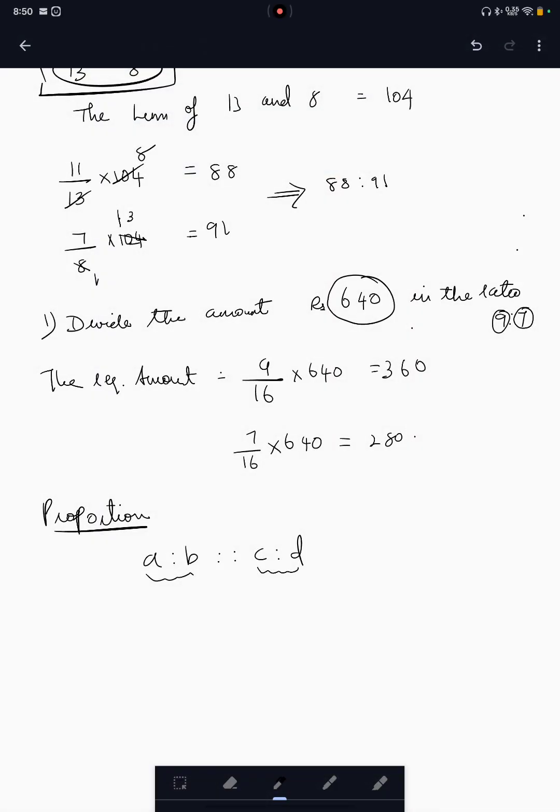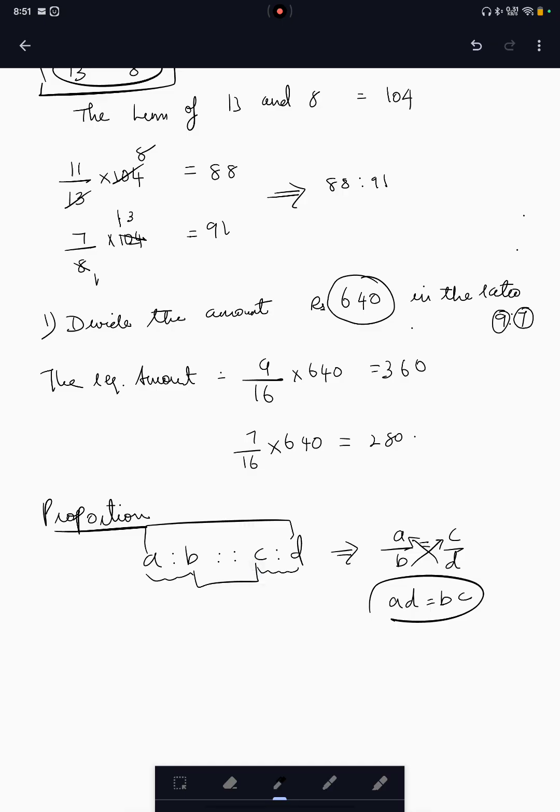So what I am writing here: A by B is equal to C by D. If A, B, C, D are in proportion, then now I am going to tell you one simple thing. You know, right, this is A into D is equal to B into C. AD is equal to BC. You know how this formula arises from this ratio. A into D is equal to B into C. That's all.